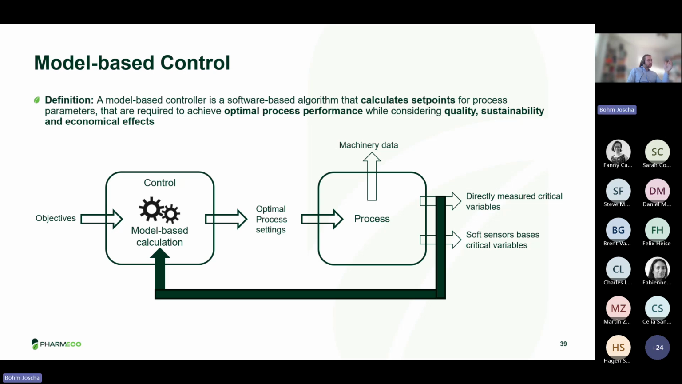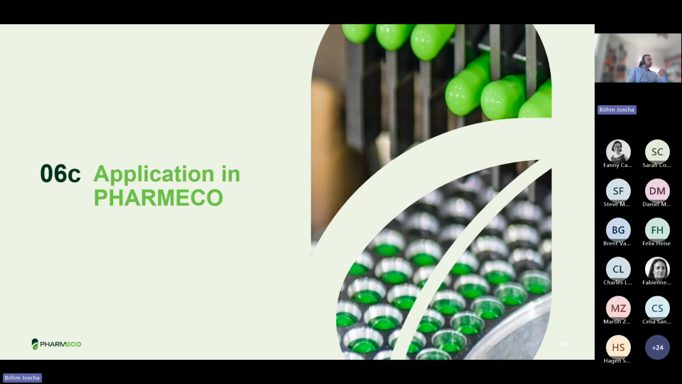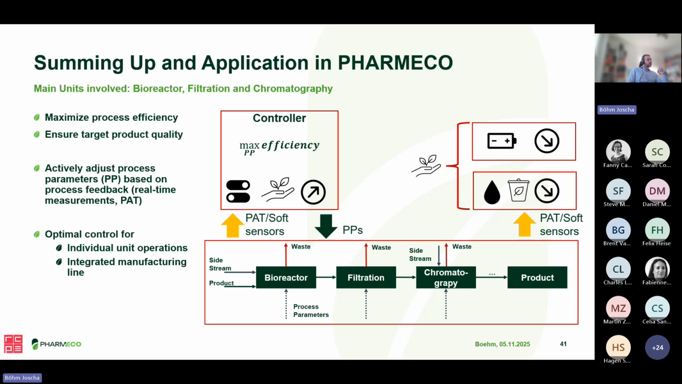Having these in place, one outlook to how we apply these things in the PHARMECO project. Starting off again with the biopharmaceutical production line that Brent presented before, where we have the different units: the bioreactor, filtration, chromatography unit, up to the end where we have the product. We have in each unit some product inputs, some side streams coming in, some waste streams coming out, and the process parameters that we need to set. And for the purpose of PAT and process control, we have this production line fixed in place.